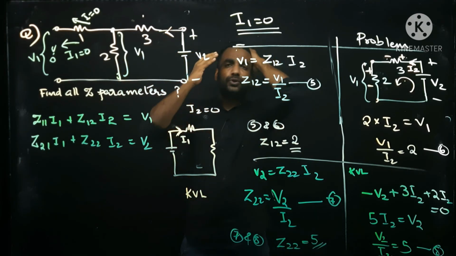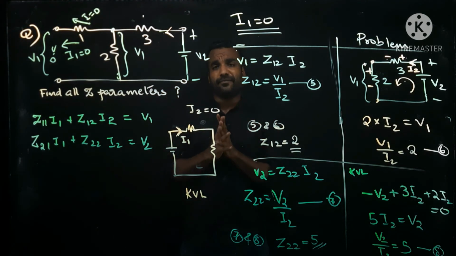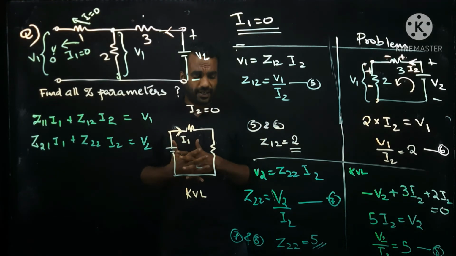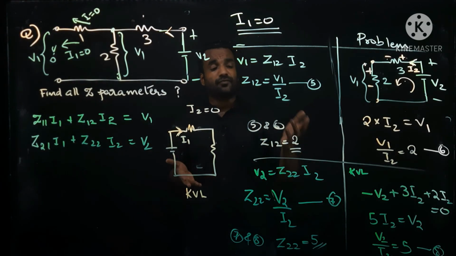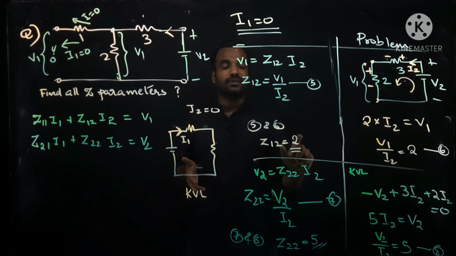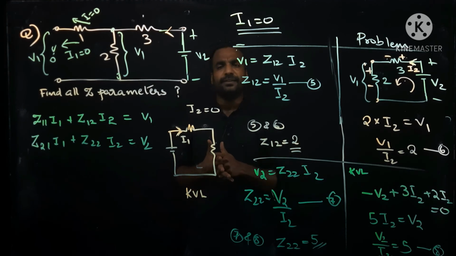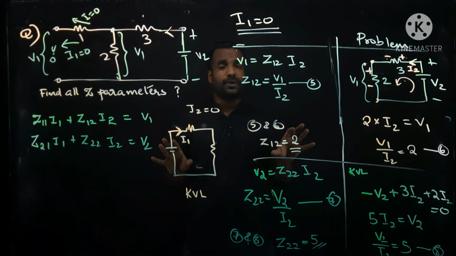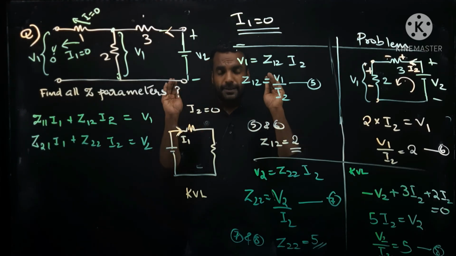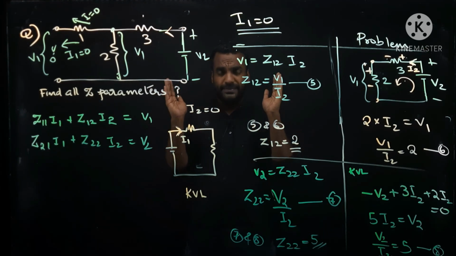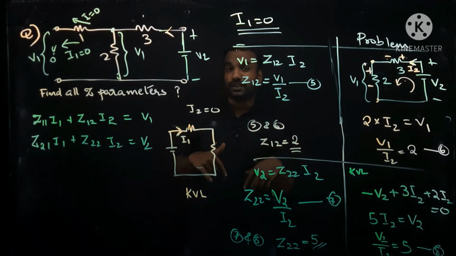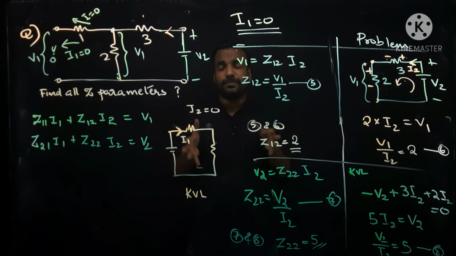Okay. So you will get some important conclusion. Z11 and Z22 are different answers, but Z12 and Z21 both are the same answer. 2 is the answer. That is, it is a reciprocal network. It is a reciprocal network. Please memorize, please keep the term in your memory. Reciprocal. Z12 is equal to Z21. Then it is a reciprocal term.